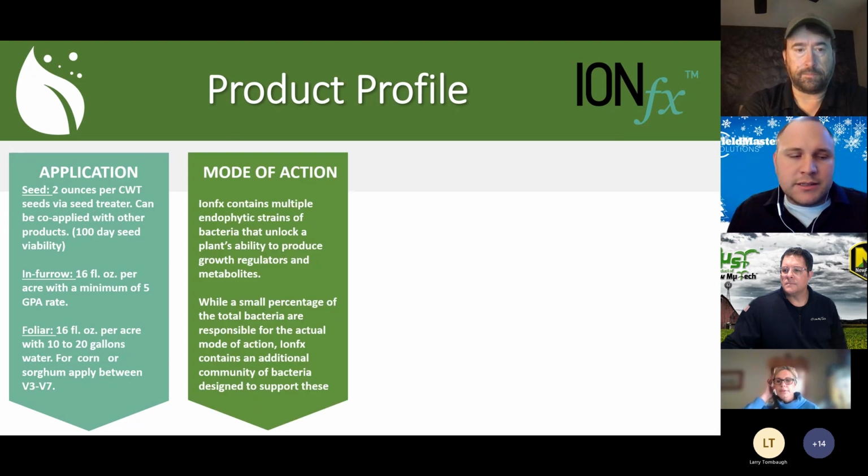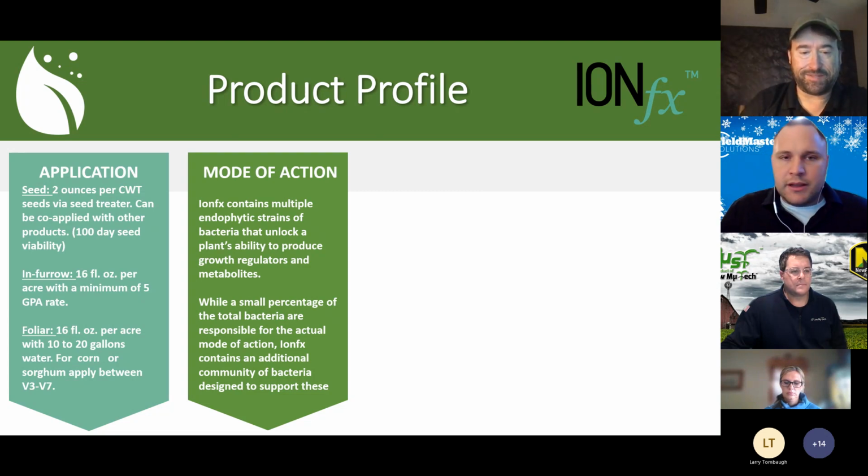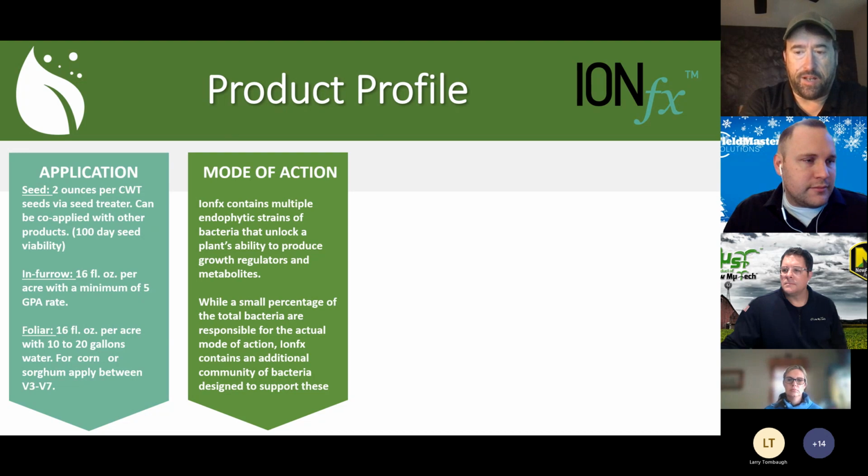But mode of action wise, Tony, ballpark. I know you never give us the exact number, but just give us a ballpark of how many different strains of bacteria you have in this product. So the product for 2023 has 147 bacteria in it for Ion FX. So 147 bacteria. So you guys can understand why compatibility with chemistry can be a little bit of an issue when you go foliar and in-furrow. The likelihood that some of those are going to be somewhat sensitive to chemistry is pretty high when you have that many different strains in the product.